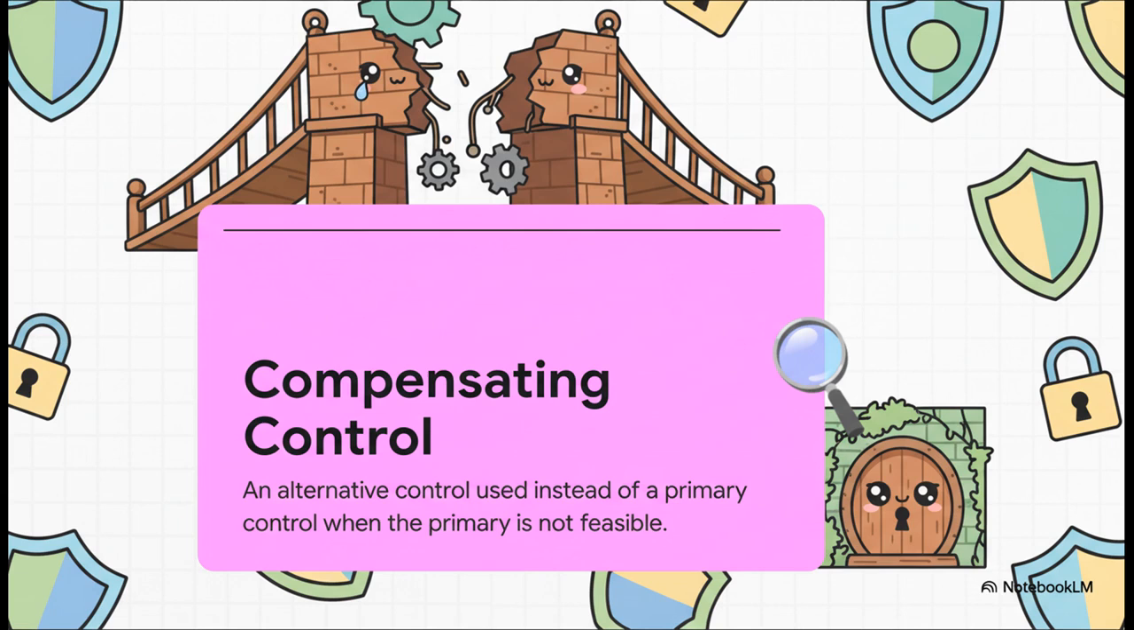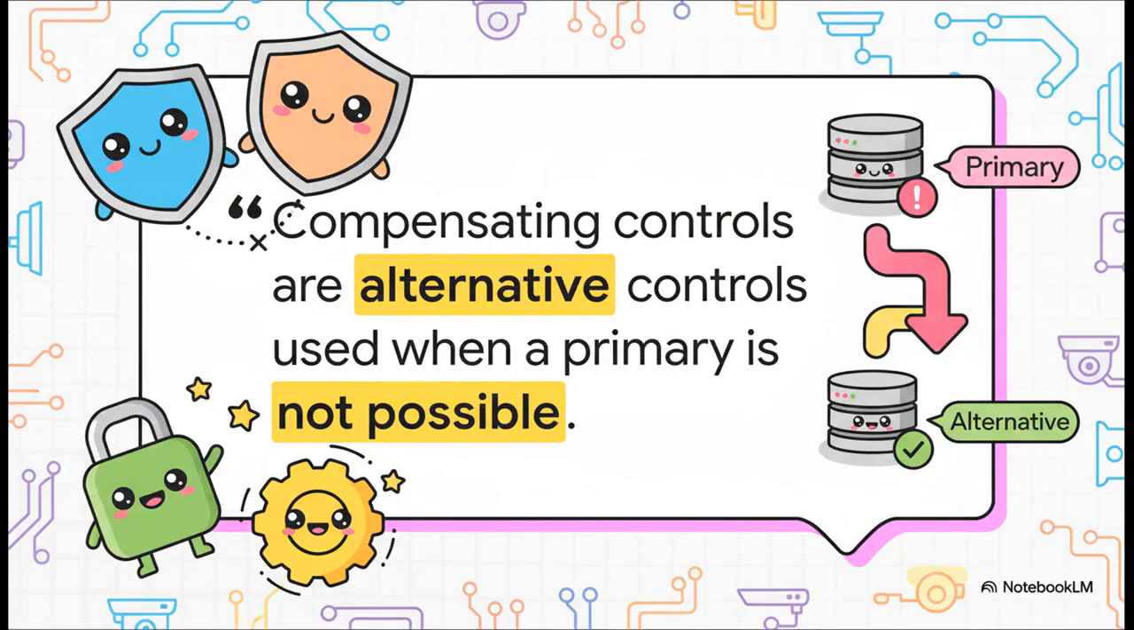Now, for a really interesting one, what happens if our main, primary control just isn't an option for some reason? Let's say the drawbridge to our fortress is broken. A compensating control is like using a secret but equally secure side door instead. It's a solid alternative that still gets the job done securely. For the exam, you've got to remember this phrase exactly. Compensating controls are alternative controls used when a primary control is not possible.